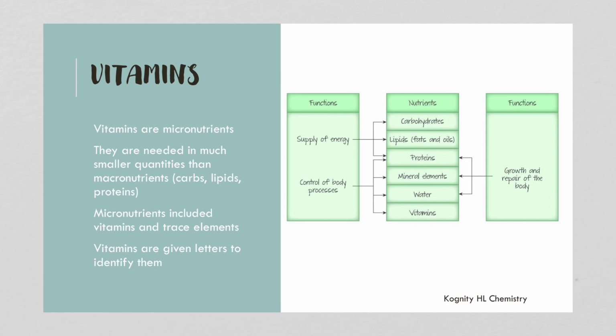Micronutrients include both vitamins and then trace elements like calcium and potassium and so on. And vitamins are given letters so that we can identify them. So we're going to look at a few of those. All of them together are important for our growth and our repair of the body, like proteins, minerals, and water. And then vitamins and proteins and minerals and water can help us control our body processes. And then the carbohydrates, lipids, and proteins, their job is to supply us with energy.